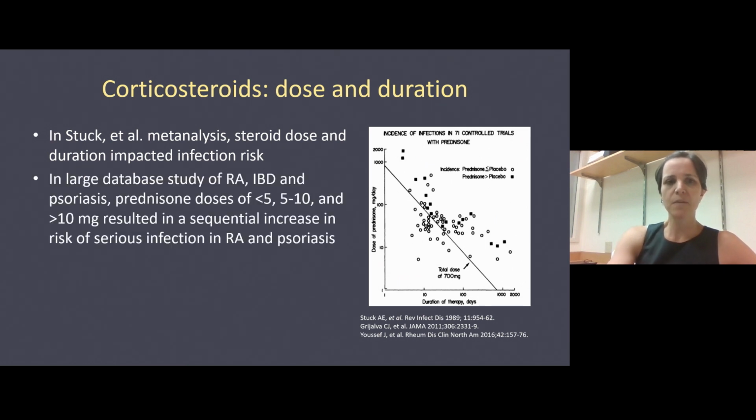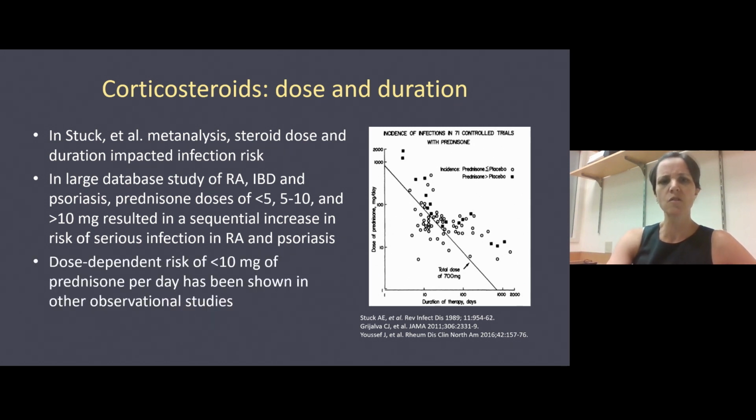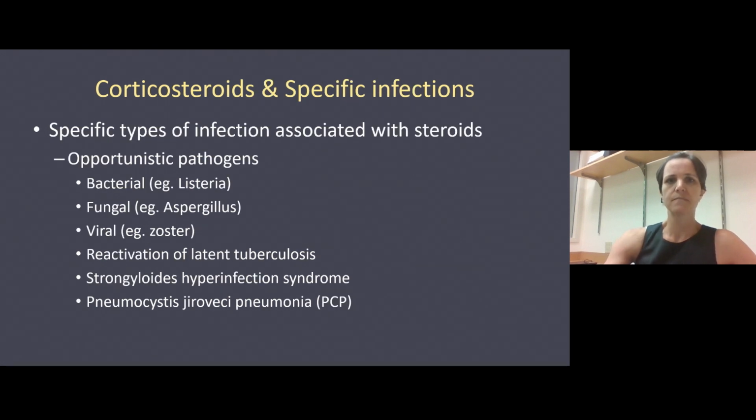That being said, since it's a very old study, large database studies looking at RA, IBD, and psoriasis have found that there's a difference in infection risk between less than 5 milligrams of prednisone per day, 5 to 10 milligrams of prednisone per day, and then greater than 10 milligrams. And it increases sequentially your risk based on the steroid dose. Also, the dose-dependent risk of less than 10 milligrams of prednisone per day has been shown in other observational studies. So even baby doses of steroids probably matter.